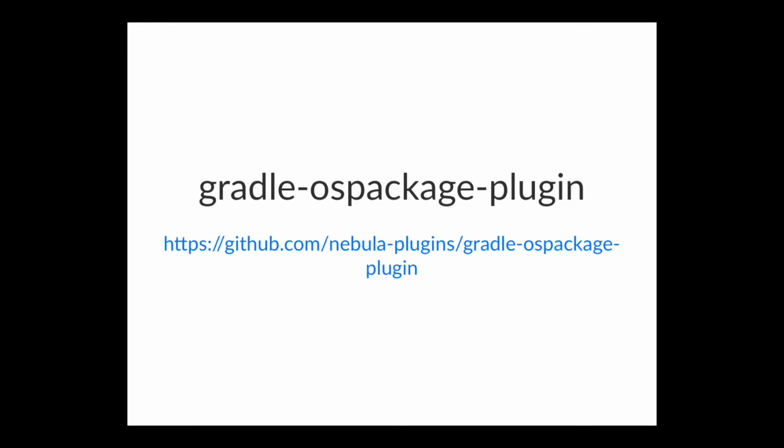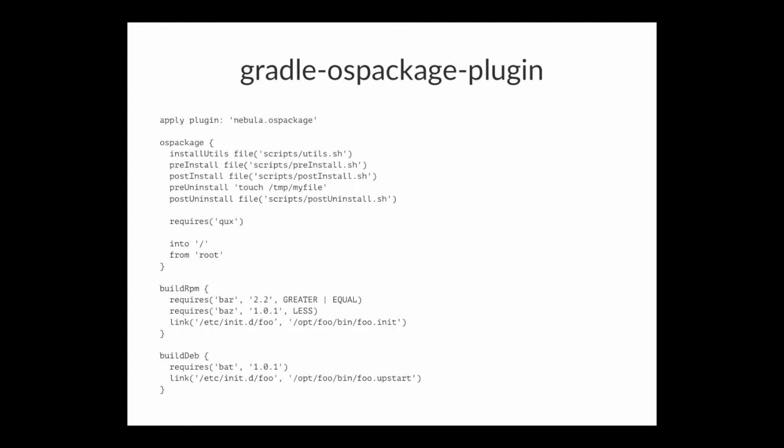We have an OS package plugin, so instead of having to write an RPM spec file or a Debian control file, you can just use OS package to quickly generate this. You have an OS package block, and you can have all of those files: install, pre-install, post-install, uninstall. It works really similar to a copy spec, so take the root directory in my project and put it under / when it gets to the end system. We create build RPMs and build debs that you can have special settings for based on what you need. So maybe a library is called one thing on Debian and another thing on CentOS.